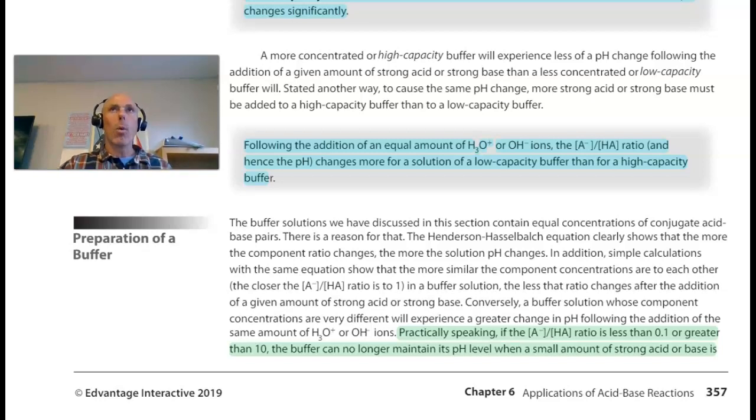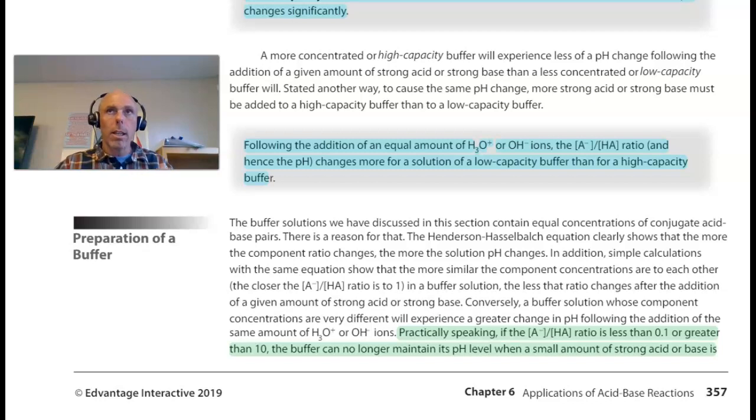Again, we need to pick a weak acid whose pKa is within one of the desired pH for that ratio to be no more than 10 to 1 or no less than 1 to 10. And if you think about the math, which is tricky, it's because the log of 10 is 1, and then the pKa won't be more than 1 away from the pH, and the log of 0.1 is minus 1, also substantiating that pKa can't be more than 1 less than the pH.